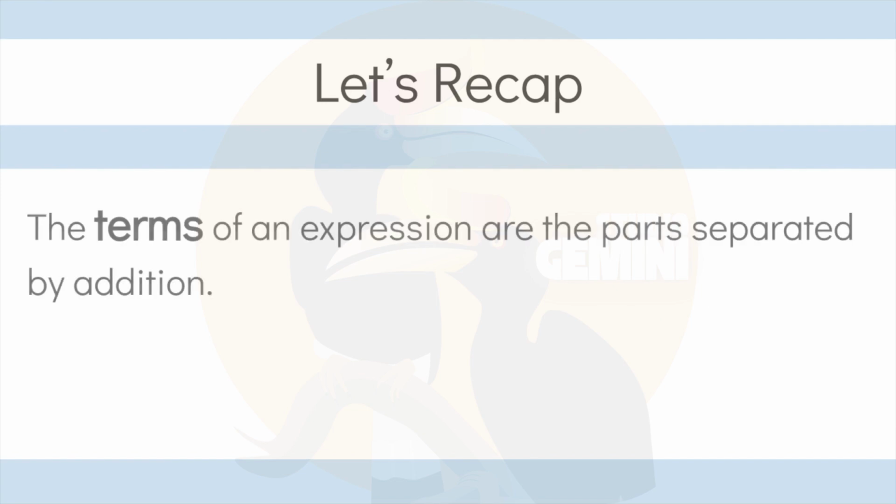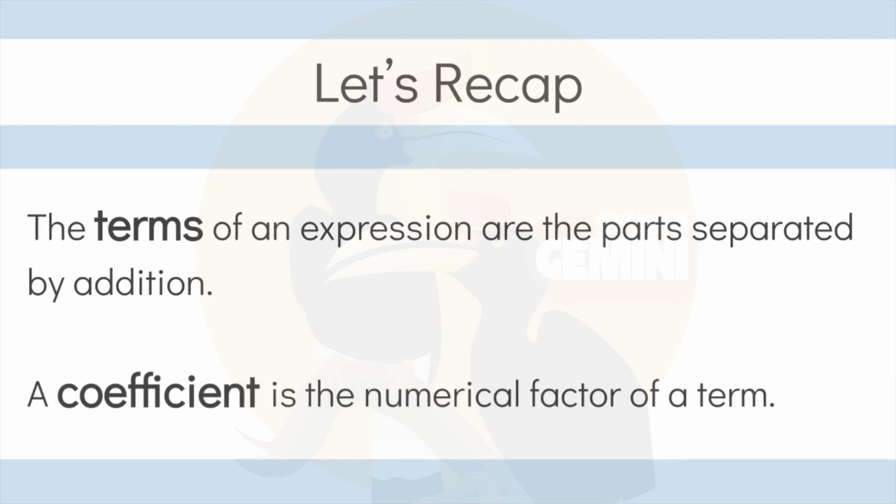The terms of an expression are parts separated by addition. As a tip, subtracting a number is the same as adding its opposite. The coefficient is the numerical factor of a term.